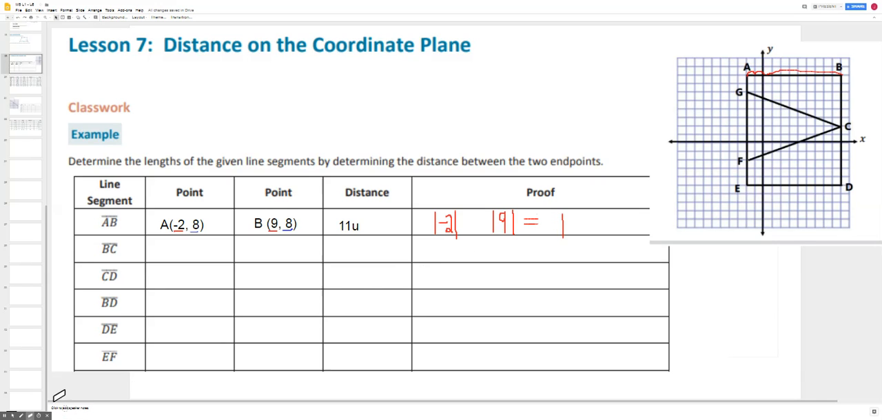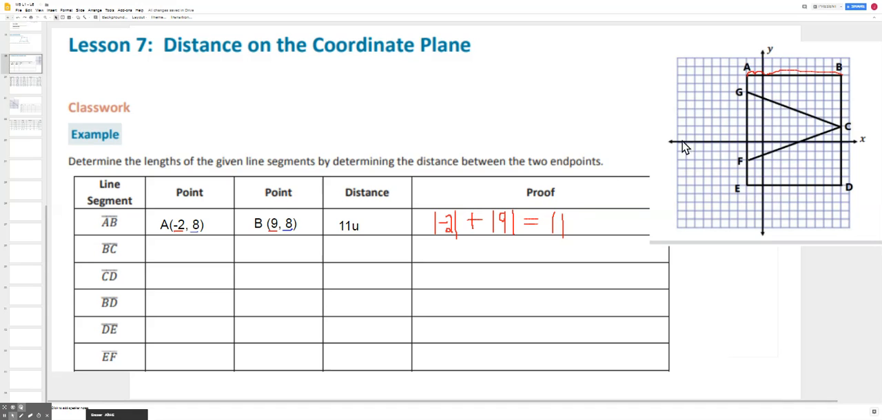We know the answer is 11 based on our counting skills, but if this was like 1,000 units or something like that, we wouldn't have to count all those. We would want a formula or something to help us with this. Well, remember, the absolute value of -2 is +2. The absolute value of +9 is 9. And so if we add these two absolute values together, 2 + 9 is 11, that works as our proof. So because these are on opposite sides of the y-axis in this case, or the x-axis if it was going vertically, we just simply add them together.